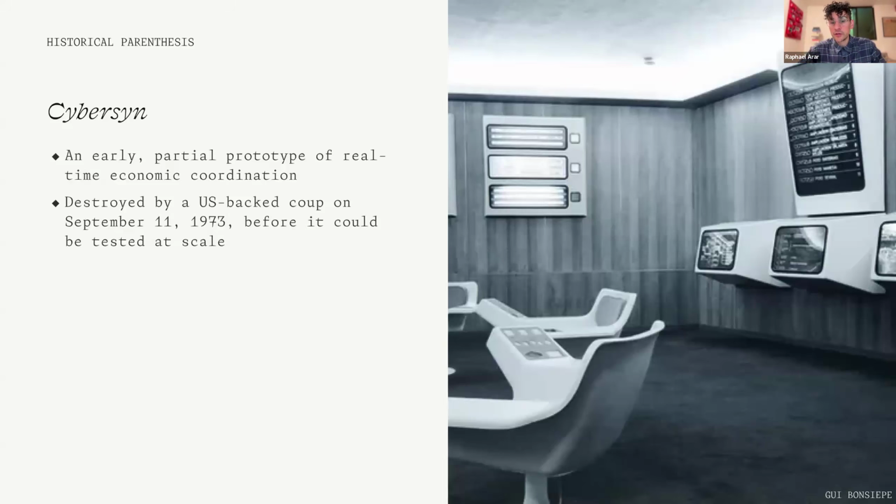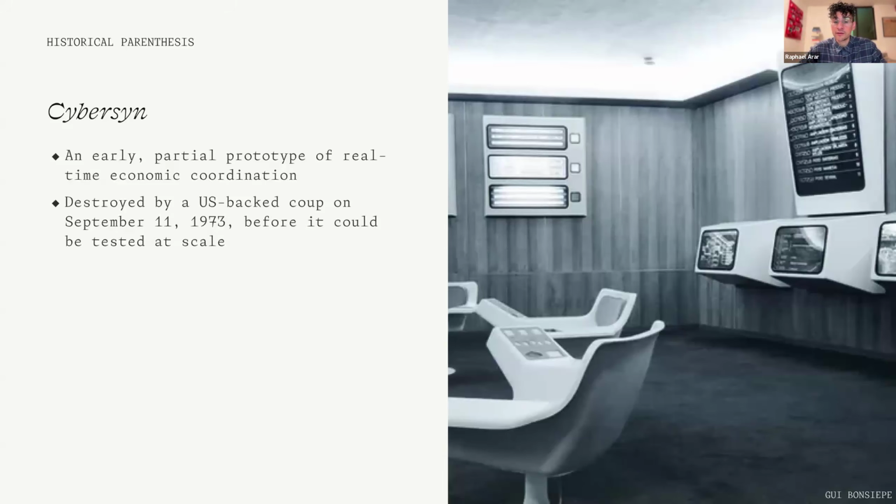By September 1973, maybe a quarter of the nationalized sector was feeding into it. The telex network was patchy. The operations room was more of a demonstration than an operational tool. It was really kind of vaporware. And whether the system would have scaled, we'll never know.